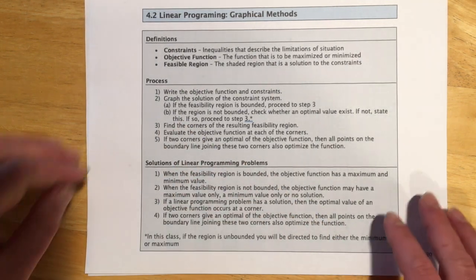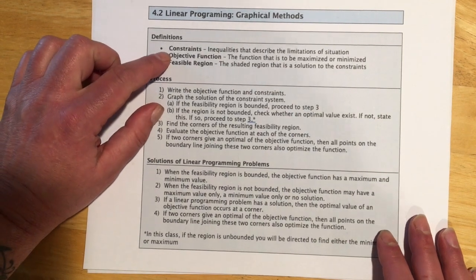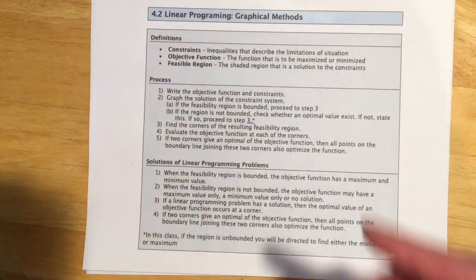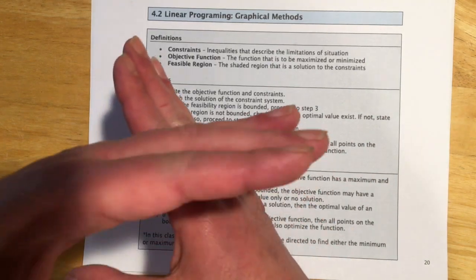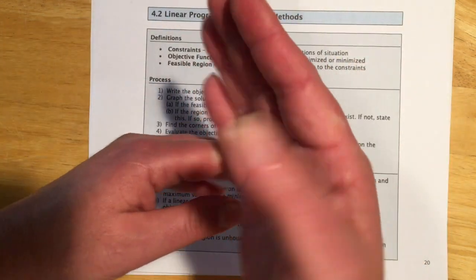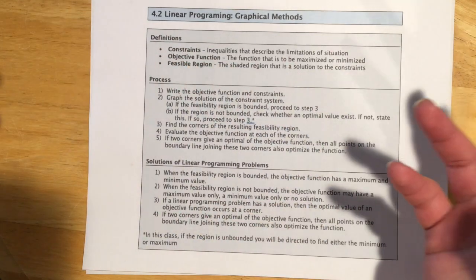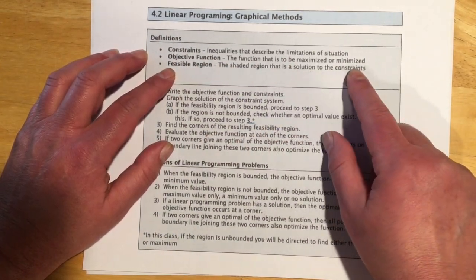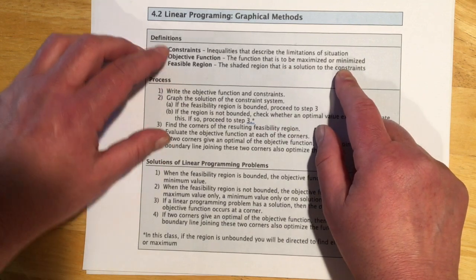So first let me do a couple of definitions. The first one is constraint, so inequalities that describe the limitations of the situation. So that's like those inequalities that we're graphing in 4.1 where we're going to shade and then find a region that is going to be the feasibility region. So we also have that here, the shaded region, that's the solution to the constraints.